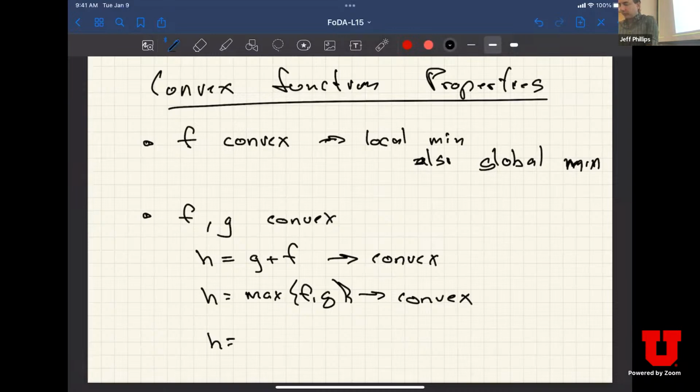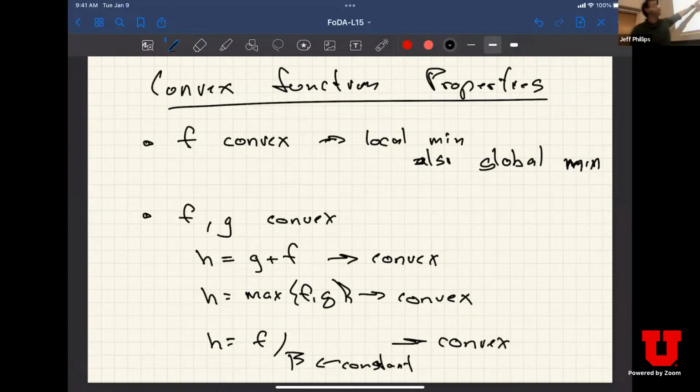H equals F divided by beta, where this is a constant, then this is also convex. So I have these building blocks where if I start with simple convex functions and I add them together, or I take like a max, I can retain the convexity. So we're going to use these to be able to build convex functions that we want to take the minimum of.